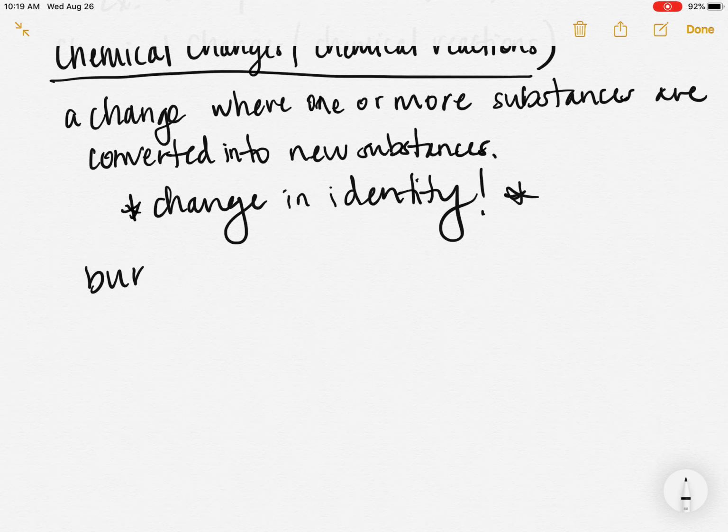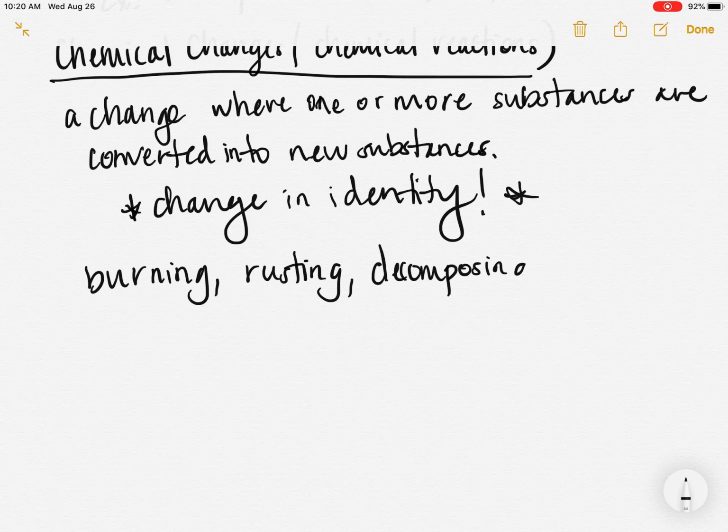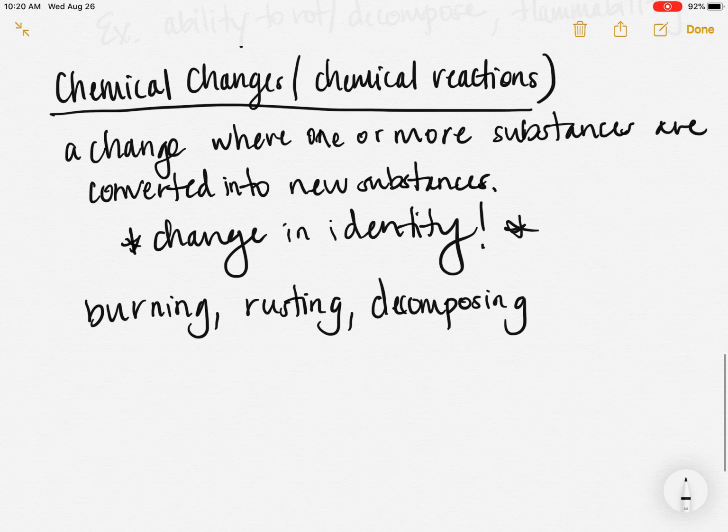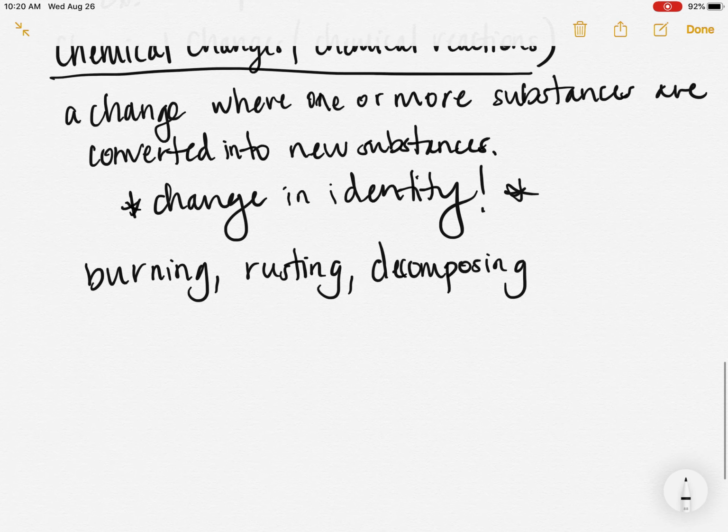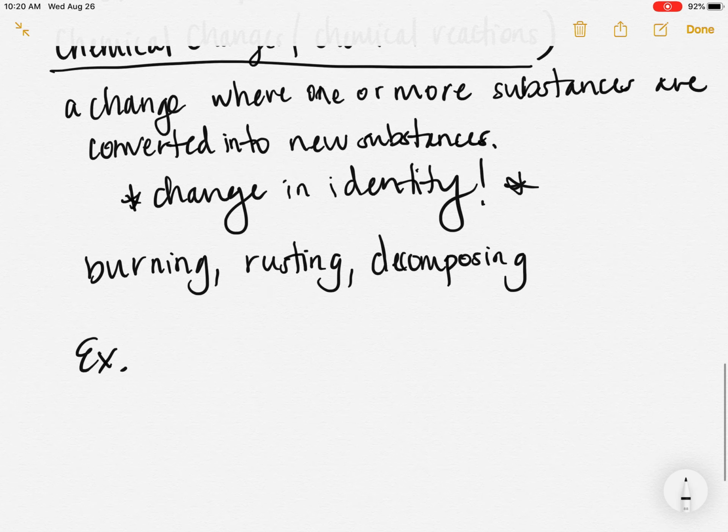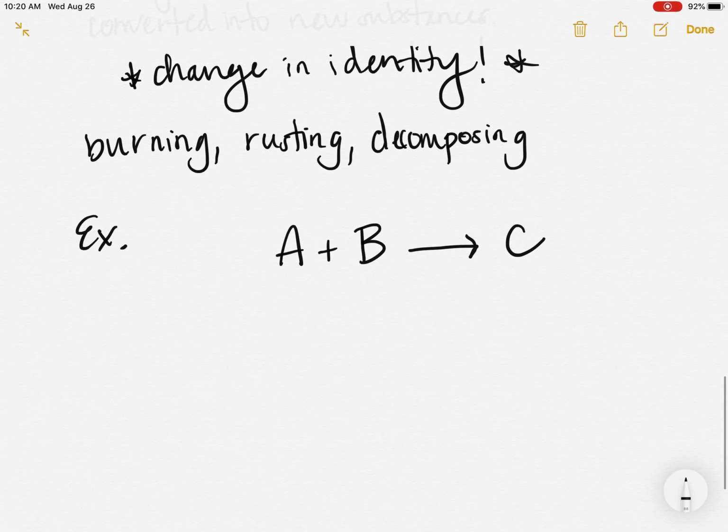So what are some chemical changes? Burning, rusting. Okay, metal rusting is actually a chemical reaction. Decomposing, which we already talked about. Those are most definitely chemical changes or chemical reactions. So the only other thing I want to talk about here is what a chemical reaction looks like. So when we start talking about reactions, we might have two substances and they combine to form a third substance. Okay, so this is the way chemical reactions will look.